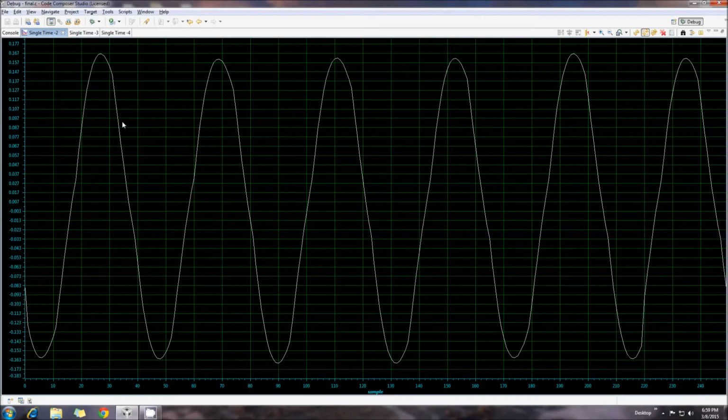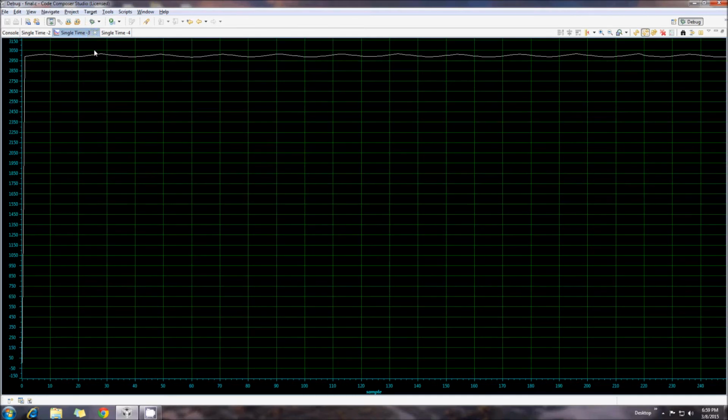Here we have plotted the results obtained by execution of the code on a DSP using the graph plotting tool of Code Composer Studio. Here you can see that the output current is near sinusoidal due to the resonant operation. Here we had set the reference power as 3 kilowatts, and as seen in this graph, the power is fluctuating between 2950 watts and 3050 watts, which is approximately near 3 kilowatts.